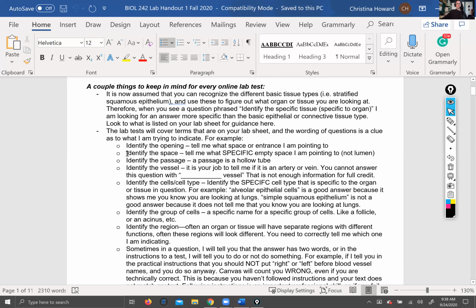Identify the vessel. This one is a big one. And this matters a lot on practical number 2. So identify the vessel. I'll point at something and students will say, brachiocephalic vessel. That means nothing to me. There is a brachiocephalic artery and there is also a brachiocephalic vein. You need to tell me if it's an artery or a vein. So you can't just use the word vessel as a stand-in. That amounts to answering the question with the wording from the question, which is not the way to do it.